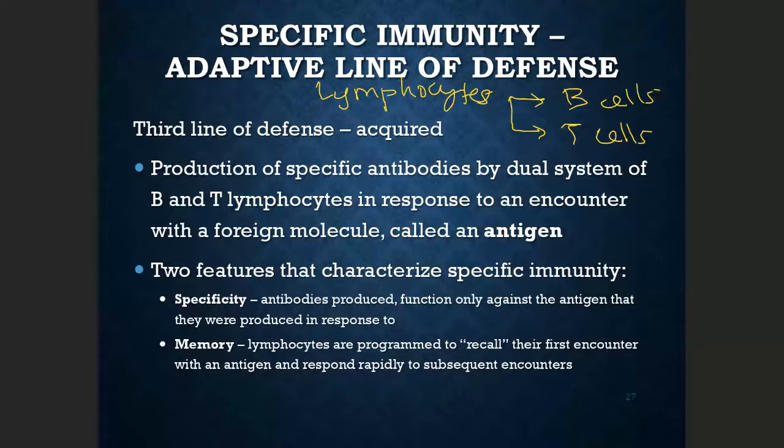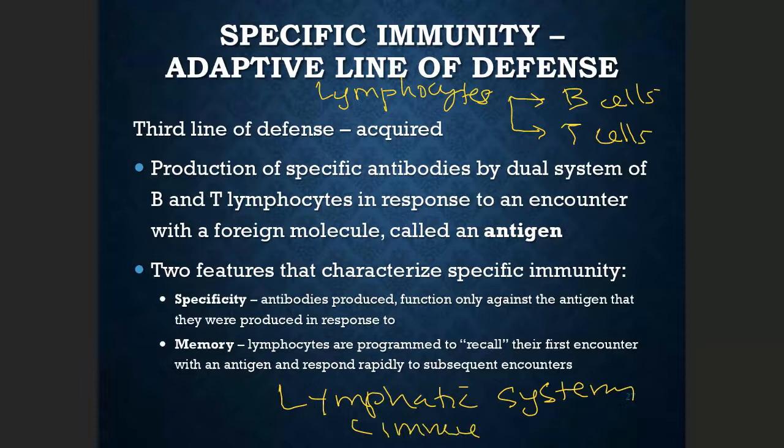This is the reason why another name for this specific immunity is the lymphatic system or immune system, because this is done by the lymphocytes, which are the B cell and T cell. B lymphocyte and T lymphocyte.